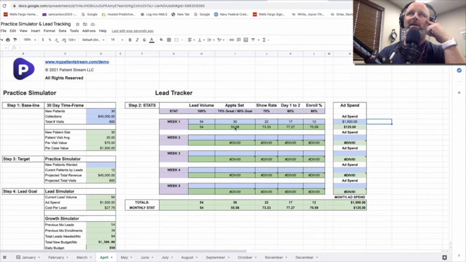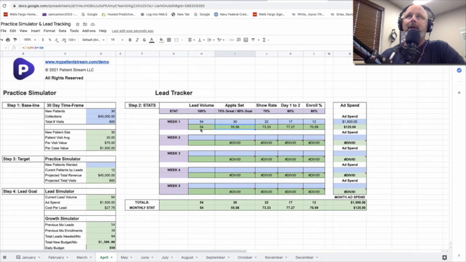So the first thing it gave us was our appointment set rate. Now, up here in purple, these are the numbers we want to be shooting for. So 60% is our appointment set goal. Okay, that's what we want to aim for. 70% is the show rate. 80% advance from day 1 to day 2, and then 80% enroll. Okay, that's the math that we want to focus on.